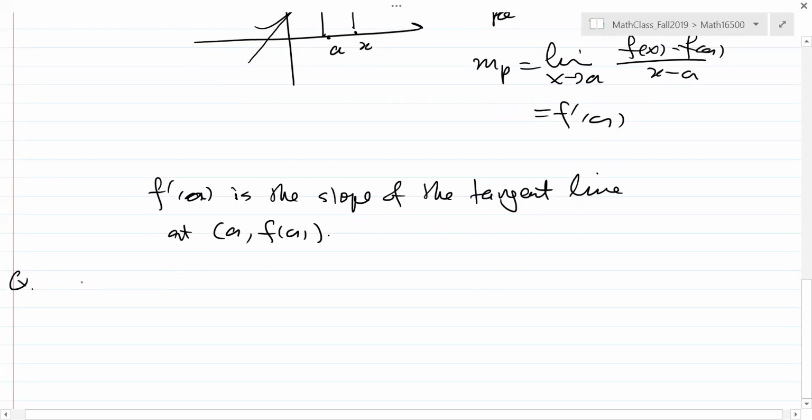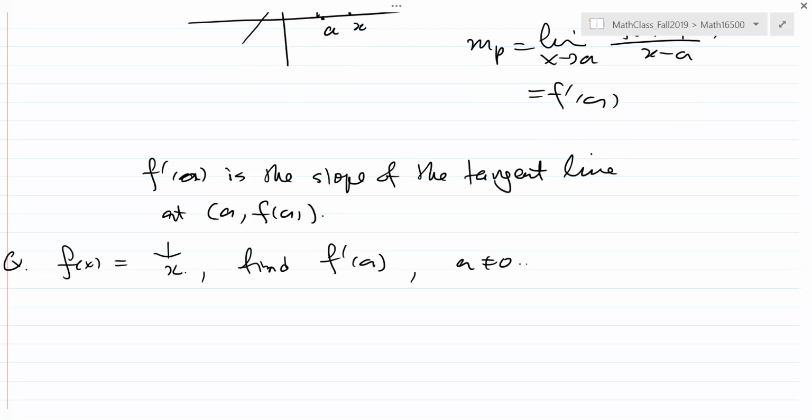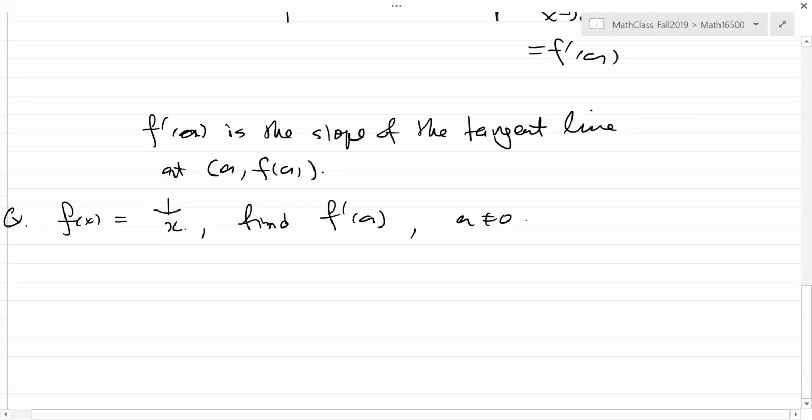So take a look at an example. We have f of x equals 1 over x. Find the general formula of this derivative, where a is not going to be 0, because at 0 the function is not defined, so you cannot talk about the limit. Okay, how do you do that?